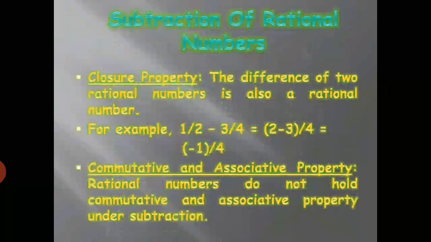Next is subtraction of rational number. So first property is closure property. This says that if A and B are two rational numbers, then their difference is also a rational number. For example, 1 by 2 minus 3 by 4 is equal to minus 1 by 4, which is a rational number. Next is commutative and associative property.